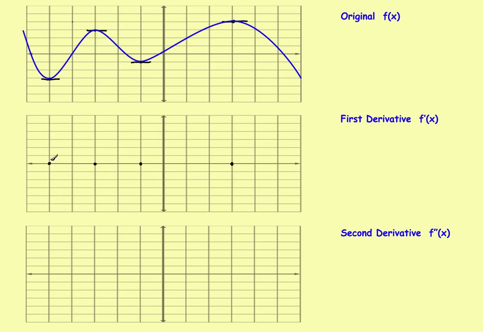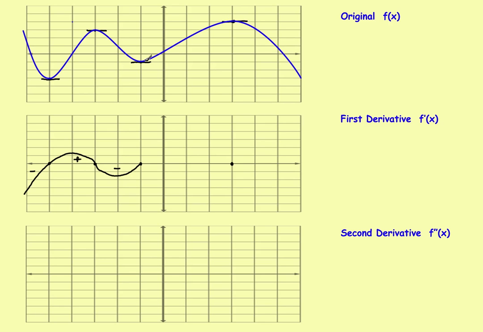Now within each of these intervals, in this case, the original function is decreasing, so the derivative graph is below the x-axis. It's going to be negative. So it's going to go down something like this. Then in this interval here, the original function is increasing, so the first derivative will be positive. It'll be above the axis, so it'll look something like this. In this interval, the original function is decreasing, so again the derivative graph will go below the x-axis, so it'll be negative in here.